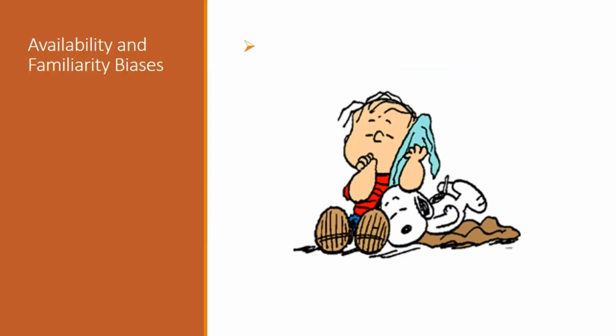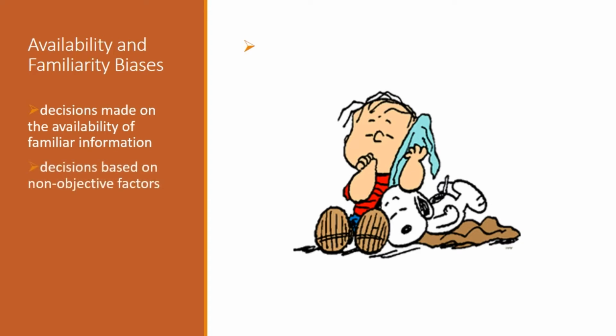Availability and familiarity are cognitive biases. According to these biases, decisions are made on the availability of familiar information. Availability here refers to availability within ourselves, the ease with which we can call up information about a particular investment and how familiar that information is to us.